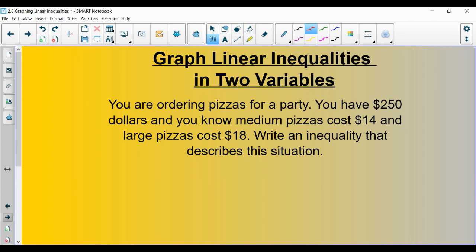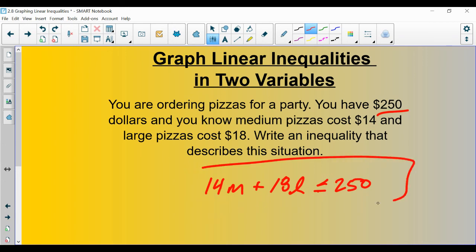Well, we know that we have a total of $250 and every medium pizza costs $14. We don't know how many medium pizzas we are ordering. Same thing with large pizzas. Large pizzas cost $18, and we don't know how many large pizzas that we are ordering, but we do know that we cannot exceed $250. Sounds like we could spend up to it, so we could spend the or equal to, but we can't spend more than $250. So that's what this statement would say.